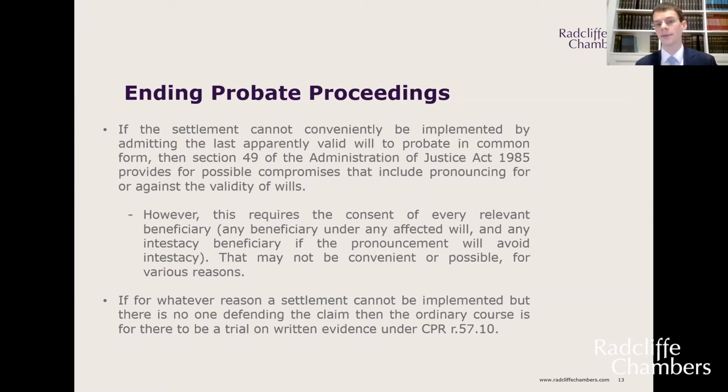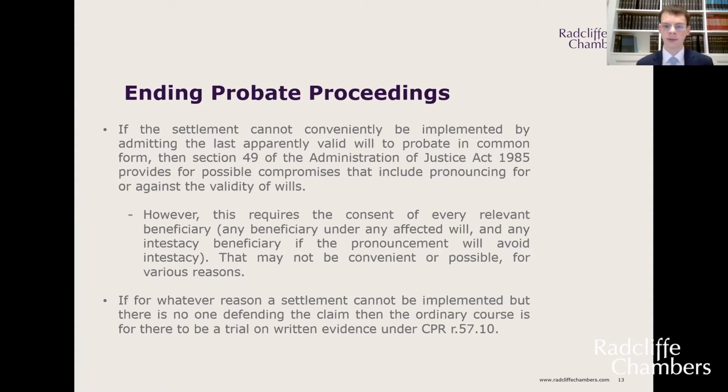It might be that it's not convenient to get a grant in common form of the last apparently valid will. Could be all sorts of reasons for that. There might be something wrong with the will on its face, for instance. Another option is Section 49 of the Administration of Justice Act 1985. This allows for the court to approve compromises even where that involves pronouncing for or against the validity of wills. Drawback of this is that you need the consent of every relevant beneficiary. And that's any beneficiary under any will that you're going to be propounding for or against.